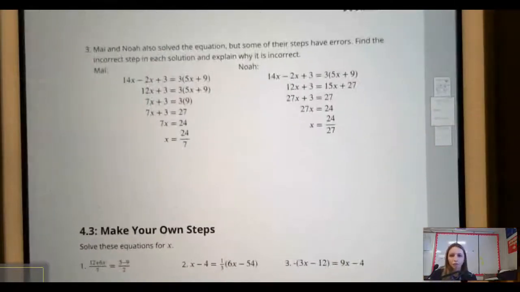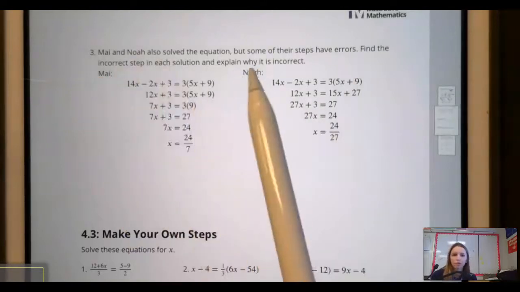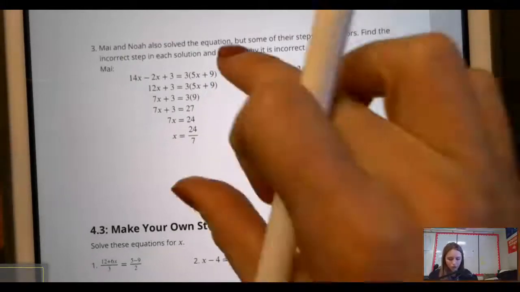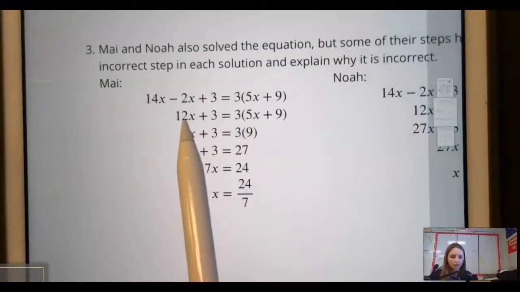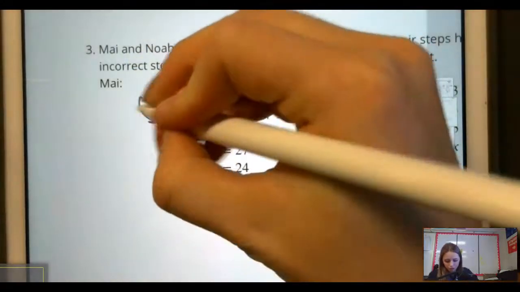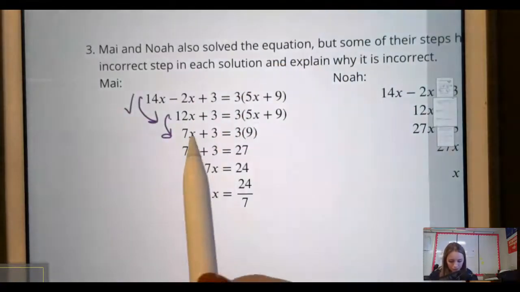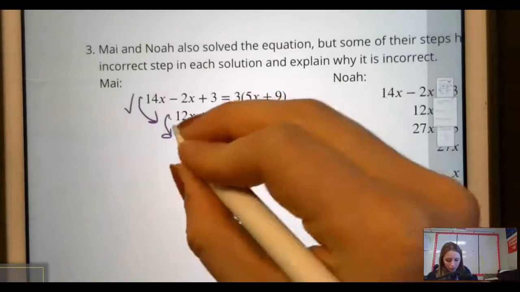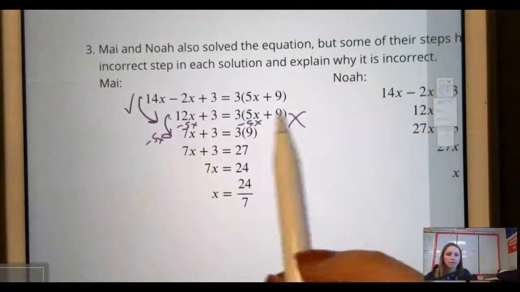Alright, now we have 2 more examples. It says that they solved this equation, but some of their steps have errors. So we need to find the error, okay? So let's go ahead and do that. This first step here, they combined the like terms. So they're good there. Now from here to here, let's see what happens. So it looks like they subtracted 5x from both sides. And you cannot do that, alright?